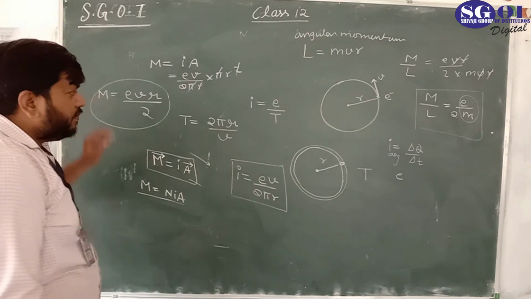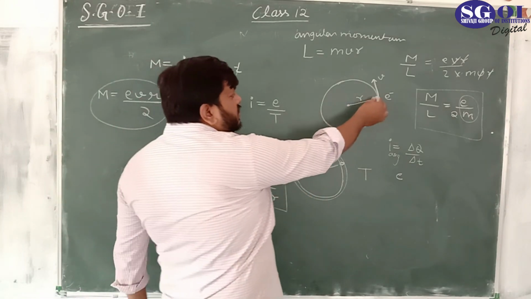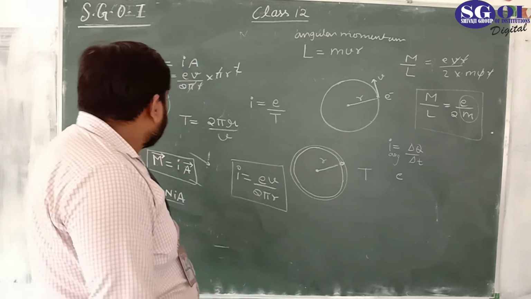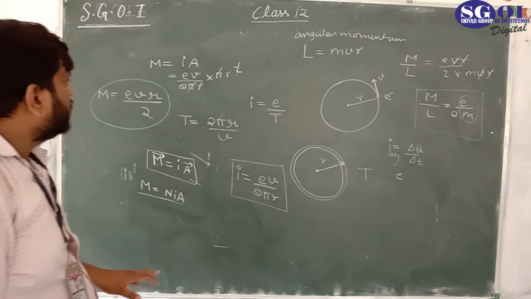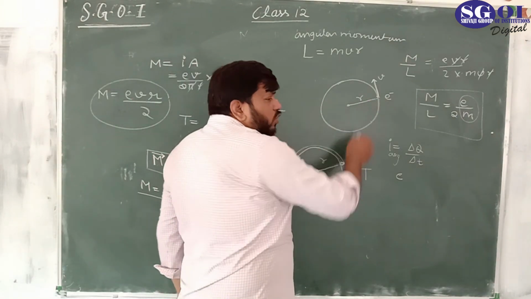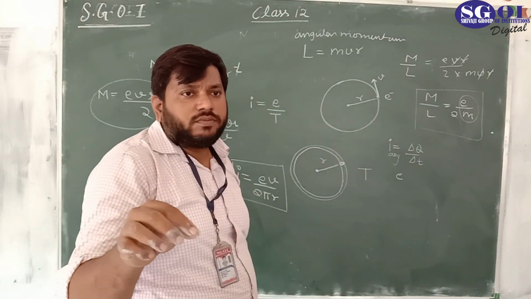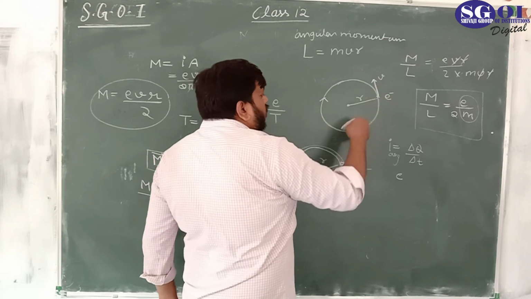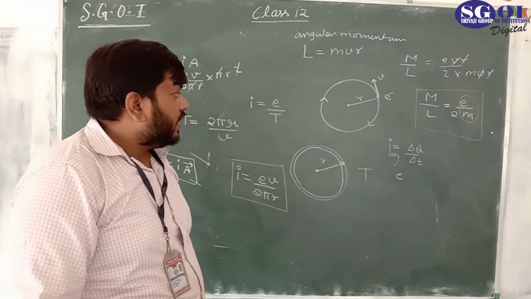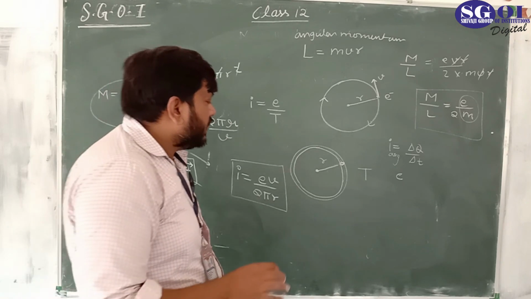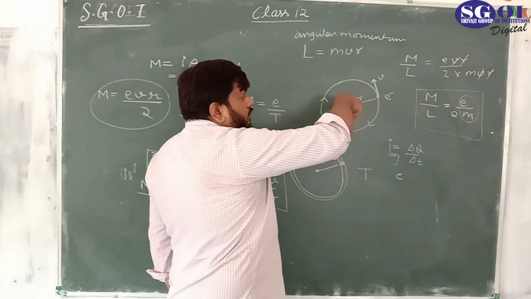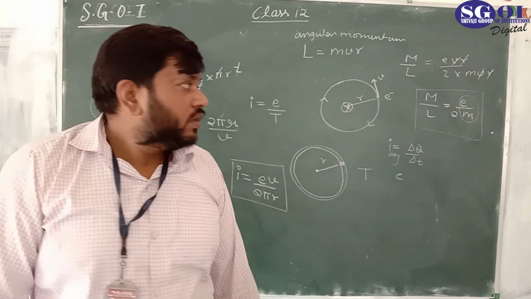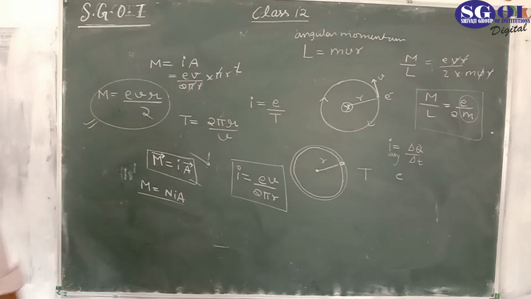What is the direction of m here? Let's see. The electron is revolving like this, in this way, and we know that the direction of the current is opposite to the motion of the negatively charged particle. So the current is flowing clockwise. So where is the m? M is inside, meaning cross. This is the direction of m, and this is the relation of m, evr upon 2.